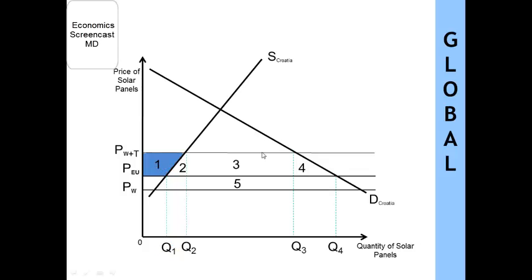Now also, at the lower price, areas 3 and 5 represent the loss of the tariff revenue, because there's no tariff collected from EU producers at PEU. So the tariff that was originally charged on world producers is no longer enjoyed by government, and so areas 3 and 5 are a reduction in tariff revenue enjoyed by the government, which would have been the tariff multiplied by the quantity of imports.